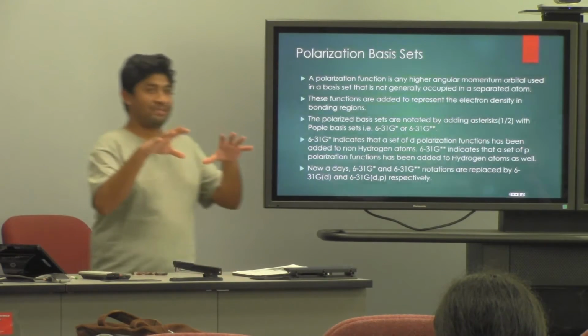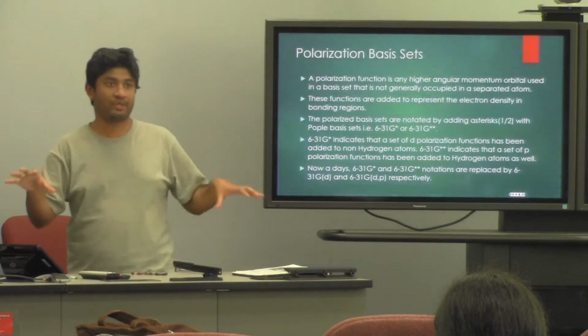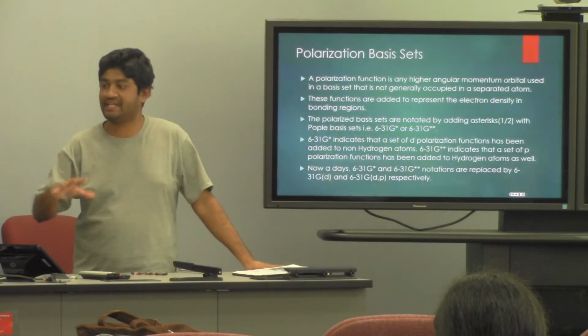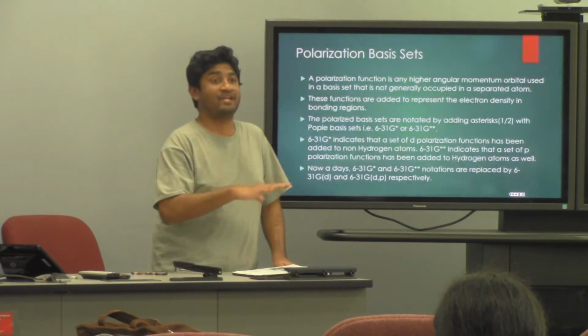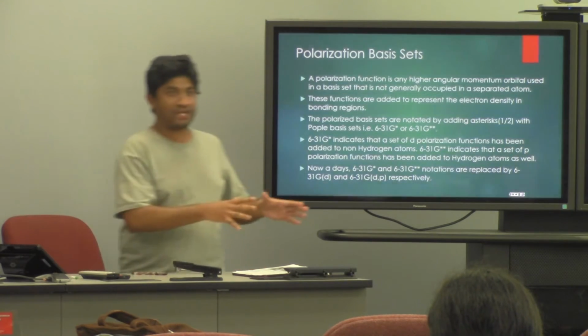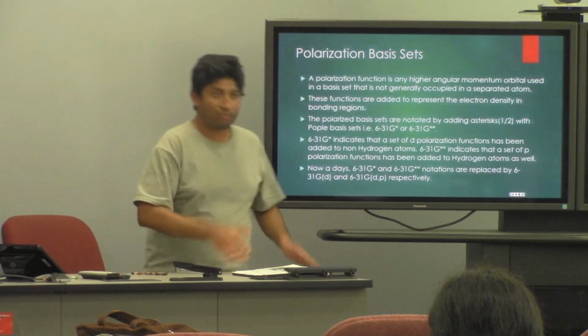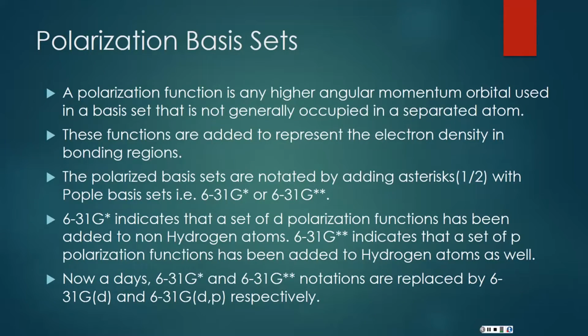The polarization basis sets. A polarization function is any higher angular momentum function added to the basis set that is not generally occupied in the separated atom. It is generally used to represent the electron density in the bonded regions. It is generally denoted by adding an asterisk to the Pople basis sets. One asterisk indicates that the polarization functions are added to the non-hydrogen atoms, and 2 asterisks indicate that p-polarization functions are also added to the hydrogen atoms.